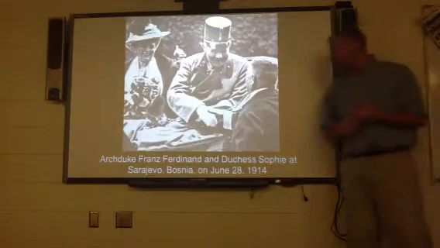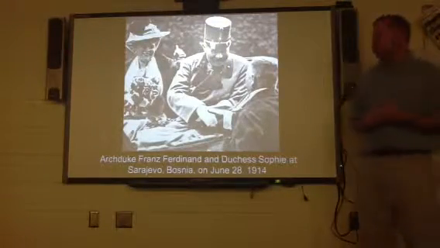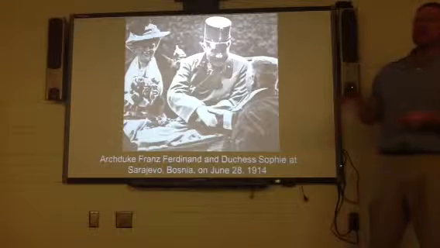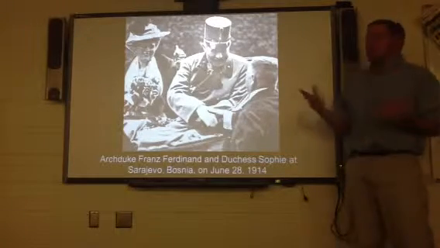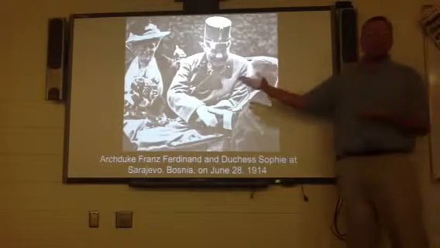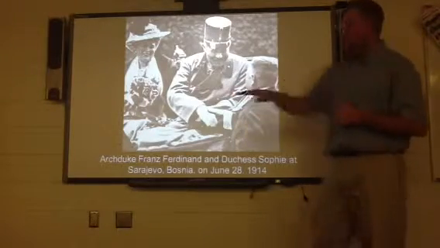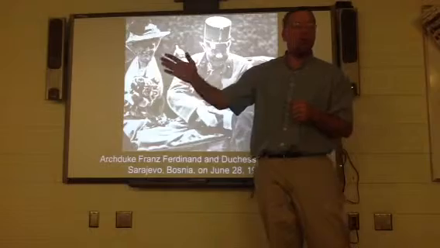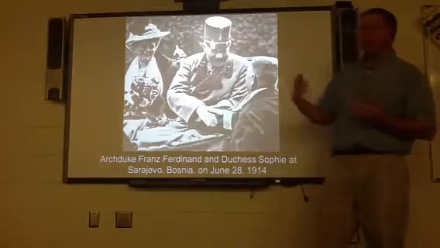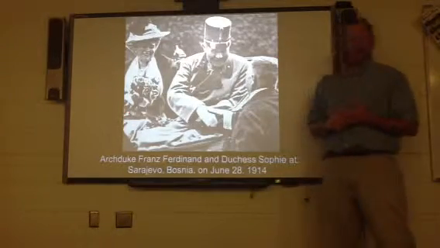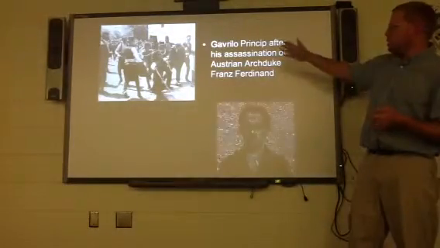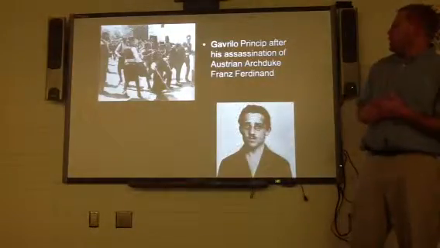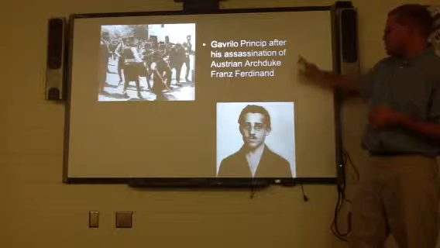All right, so here's Archduke Franz Ferdinand and Duchess Sophie in an open convertible car going through the streets of Sarajevo, Bosnia. Now again, today, do we see a president of the United States driving down a street in a convertible? No. And we can think of an example like JFK and what happened there. So now how does this work? Okay, so here's a picture of Princip after his assassination of Archduke Franz Ferdinand.